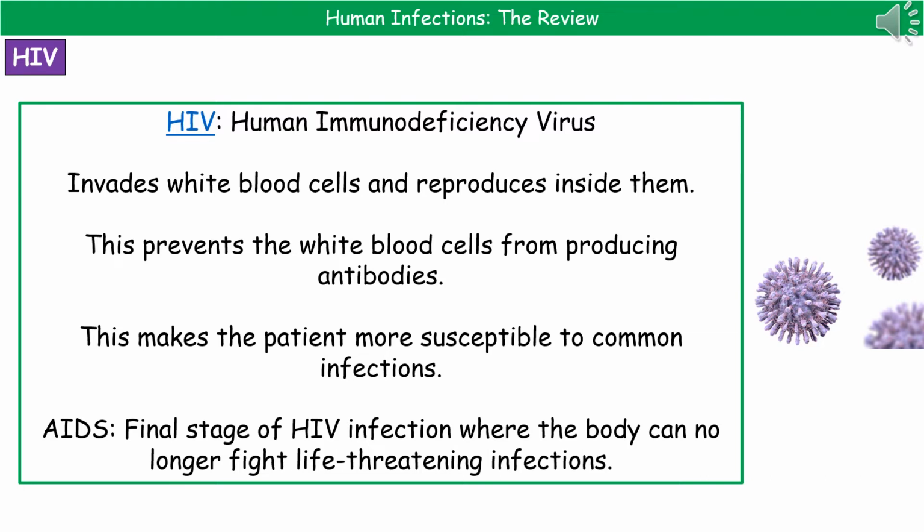As we destroy those white blood cells as the virus replicates, then what we find is our immune system becomes much weaker and the patient becomes more susceptible to those common infections that usually you'd be able to fight off without too much struggle. During the final stages of your HIV infection, you are going to be diagnosed with what's called AIDS. And that's just where the body can no longer fight off those life-threatening infections. And a lot of people with HIV infections that have progressed onto AIDS will die of a secondary infection like pneumonia.